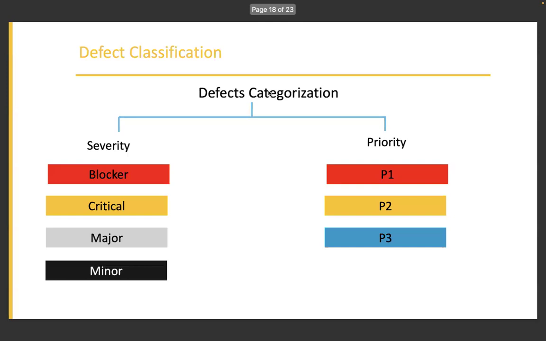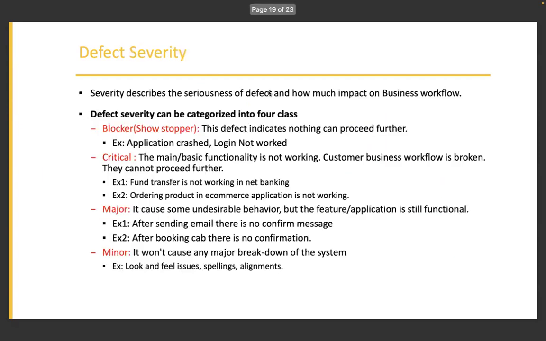Perfect. So we have categorizations based on severity and priority, which I already mentioned. Severity is critical, major, minor, blocker, and priority is P0, P1, P2, P3. Some people may use P0 as well, guys.